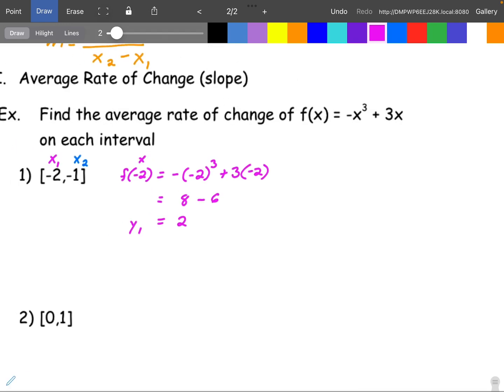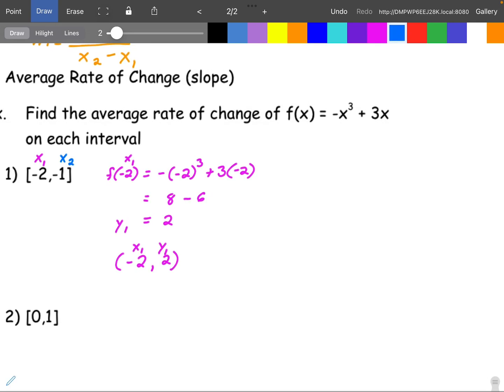Since this was my x1, that means my answer is my y1. So I have a point of x1, which is negative 2, and y1, which is my answer, positive 2. So these are what I'm going to use in my slope formula. That's my first point. Now I need to find my second point. So I'm given the x value, and the x value is negative 1. That's the second number in our interval.